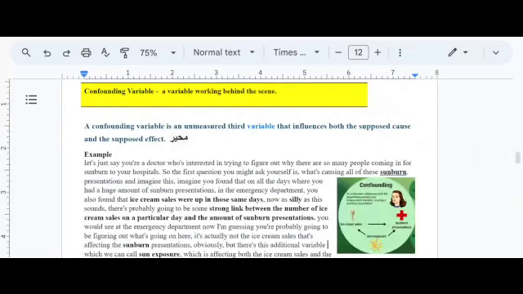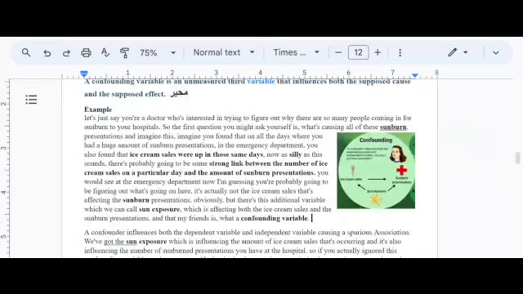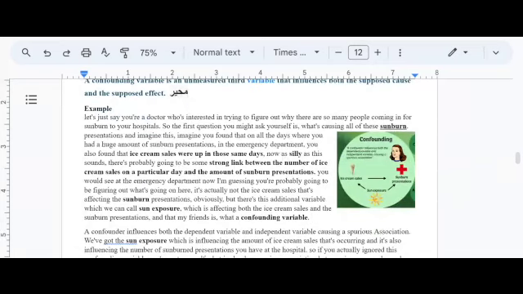A confounding variable is an unmeasured third variable that influences both the supposed cause and the supposed effect. Okay, let's read the example. I will ask Naila loudly. Can you please read? Let's just say you're a doctor who's interested in trying to figure out why there are so many people coming in for sunburn to your hospital.